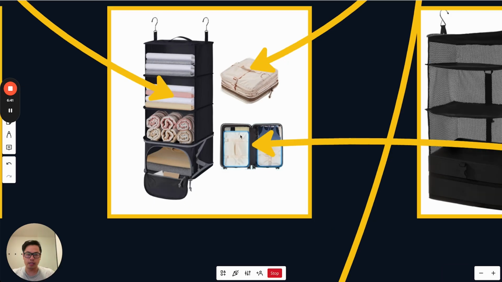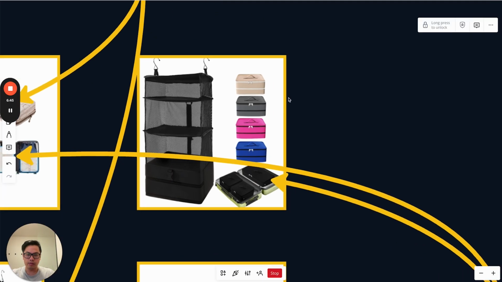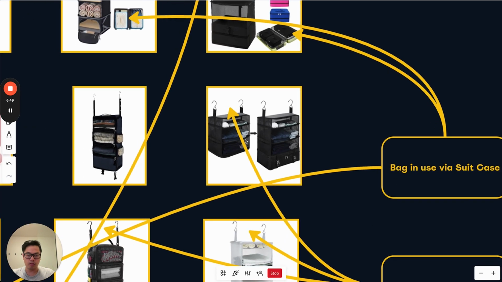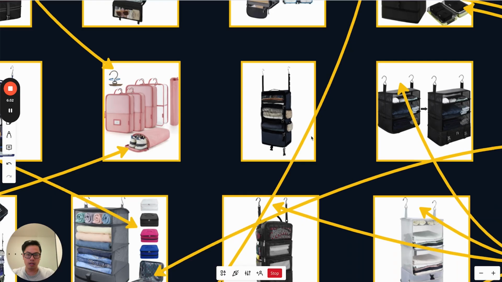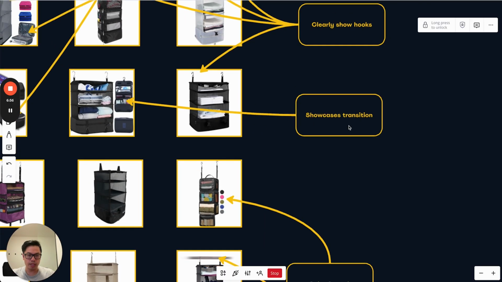But yeah, you can see this image here tells a story. If I had variations, do the same thing. And again, you notice they use luggages or suitcases here. What else we got here? It clearly shows the hooks, which we're already doing.